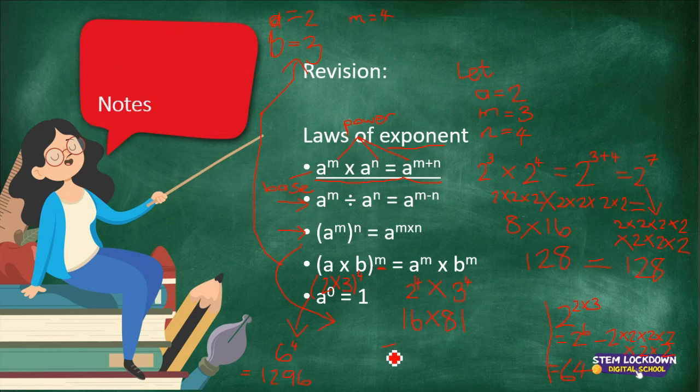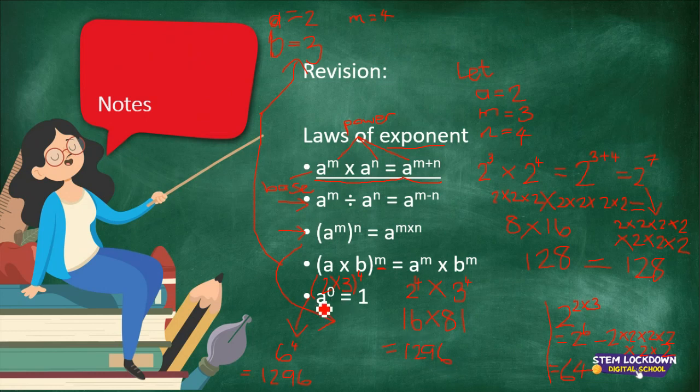Now let's check if the answer I got for the left hand side will be the same as the answer that I'll be getting for the right hand side. What is 16 times 81? Use your calculator, please. 16 times 81. Answer is the same. So it's 1,296. So that is your answer, right? I think I've spent too much time on this.